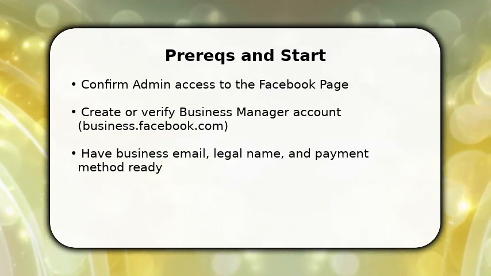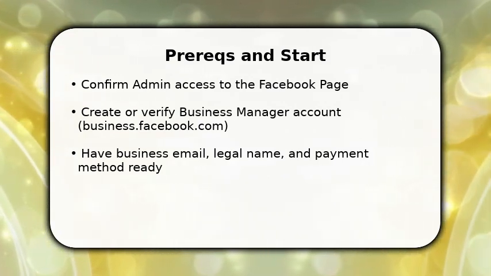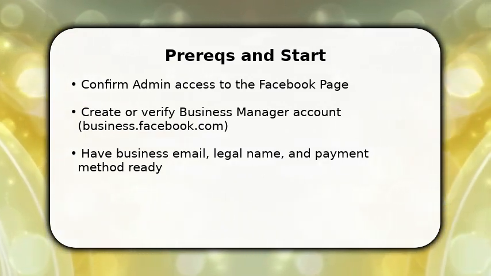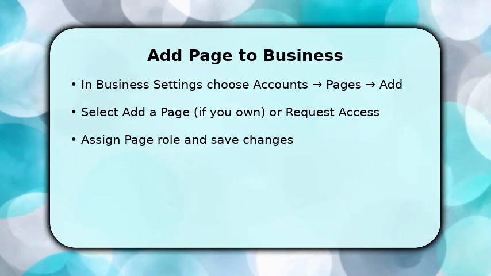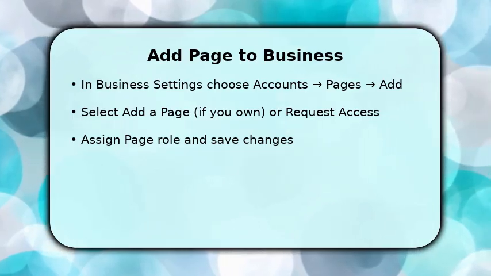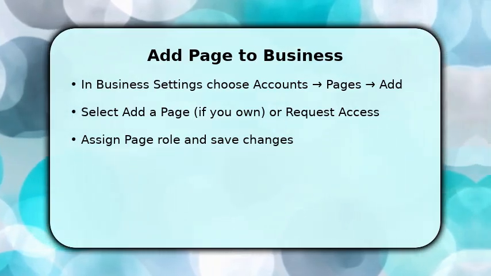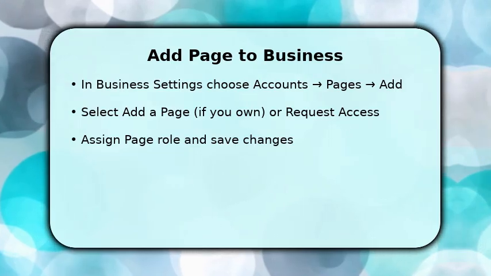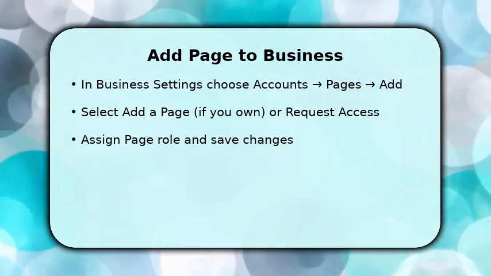You now add the page into Business Manager. Go to Business Settings, open Accounts, then Pages. Select Add a Page if you manage it. Request access only when you lack ownership. Enter the page name or URL and submit. Facebook checks admin status and links the page automatically when ownership matches.